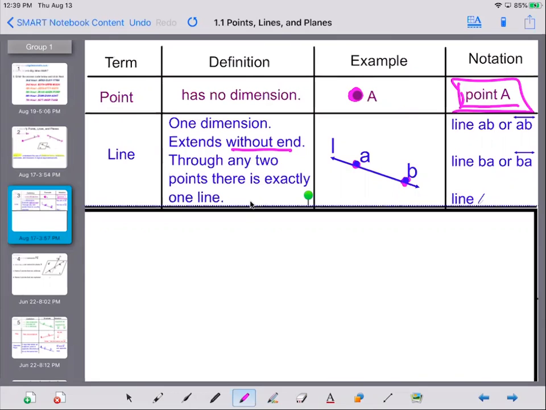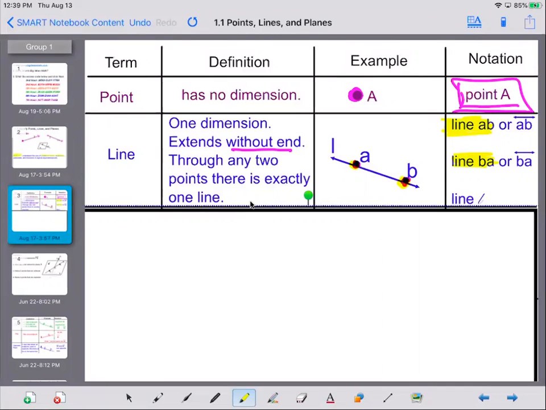You can see on this example here, it has a point A and a point B. So when you see a line that has these two points on it, you can name that line using those two points. You could call it line AB. You could also call it line BA. So the letters are interchangeable when you're talking about points on a line. I could say line AB or line BA, and they mean the exact same thing.